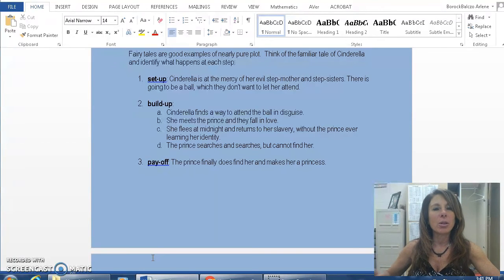But there you go. So the typical plot has that 3-step process. The setup, the build-up, and finally the payoff.